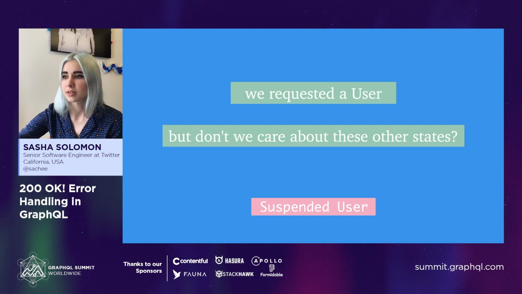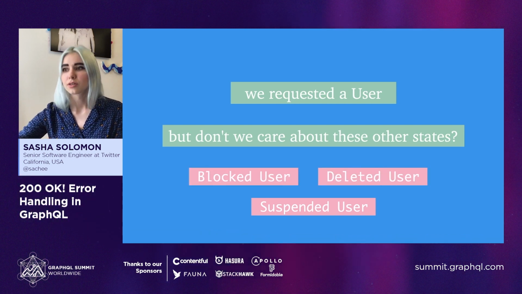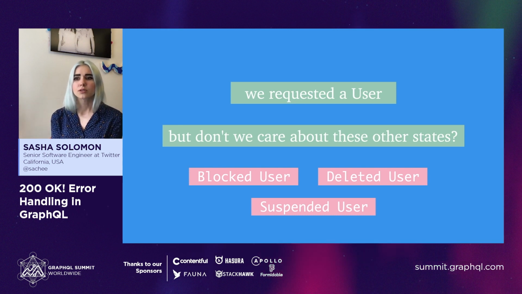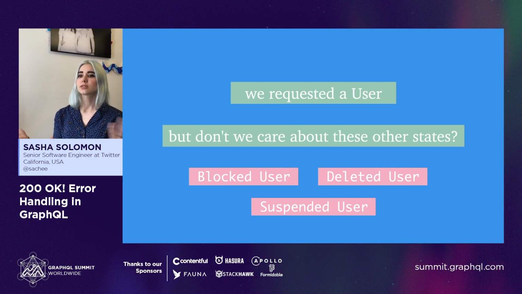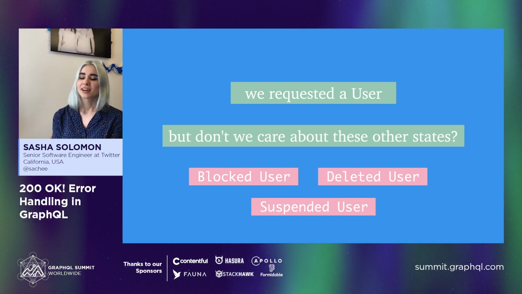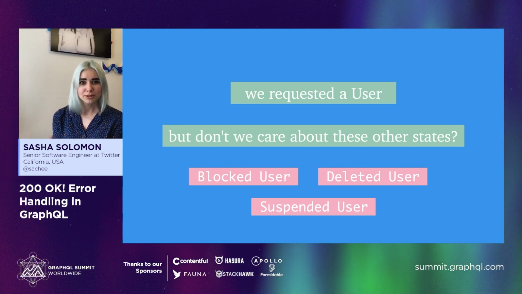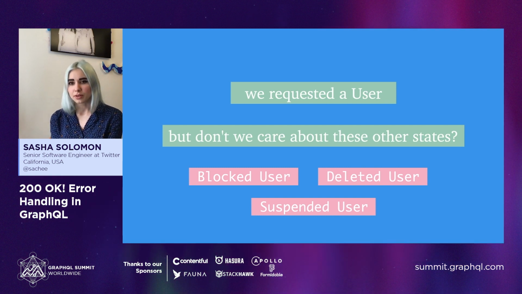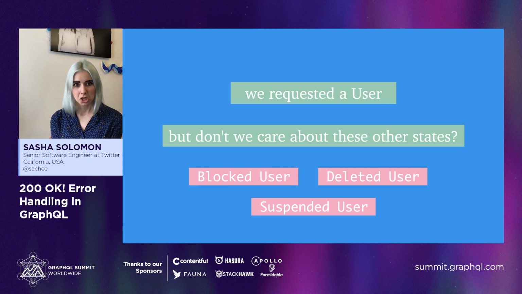So things like suspended user or deleted user or blocked user, these are all just different states of a user, but they're still users. A blocked user is still a user, a deleted user is still a user in a database somewhere, and a suspended user is still a user. So it seems like we should be able to query for these if we care about them, right?